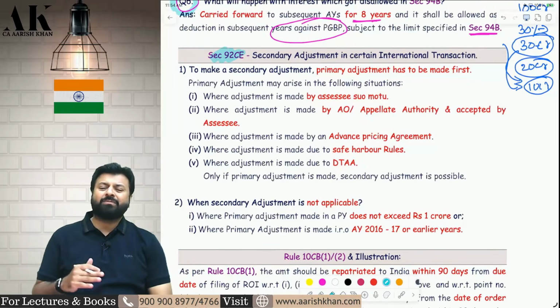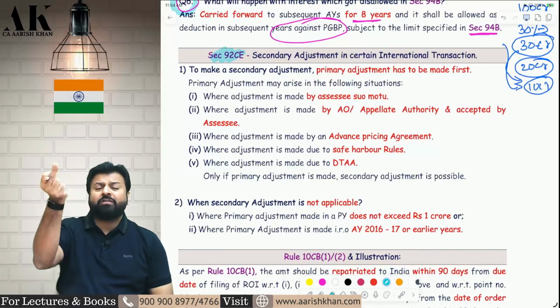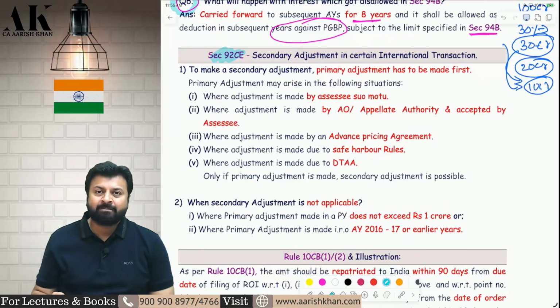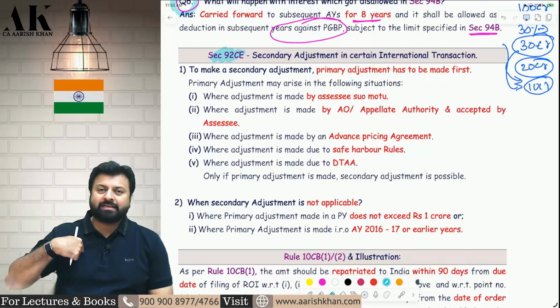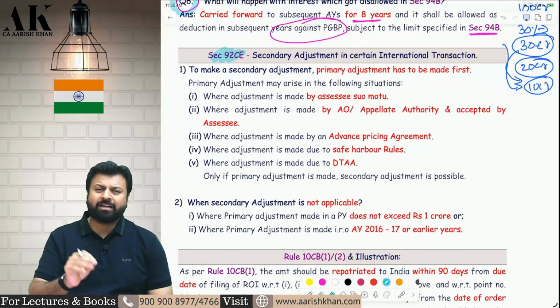Primary adjustment is nothing but the normal adjustment done in transfer pricing. I made a payment of 150 crore to my associate entity as royalty, but the arm's length price is 100 crore. So that 50 crore which we have to add now will be called primary adjustment. That 50 crore is primary adjustment. Primary adjustment can be done by the assessee, it can be done by the department also, it can be done for many other reasons, which we will see one by one now. Primary adjustment is nothing but the transfer pricing adjustment.